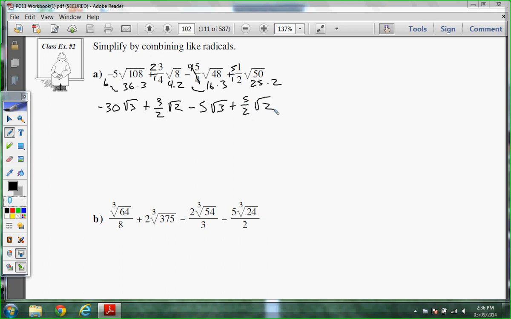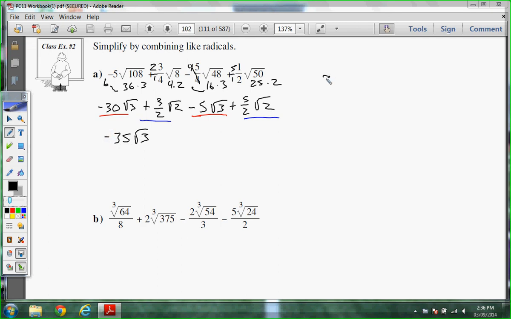So we can combine this one and this one, this one and this one. Those are the ones we can combine because they have the same radicand and the same index. And you take the signs in front of it. This is a negative 30 minus 5. That's a negative 35 root 3. Okay? And then 3/2 root 2 plus 5 halves root 2.